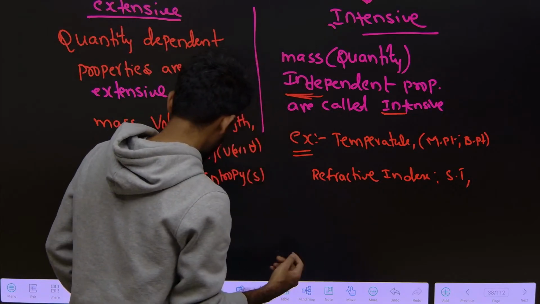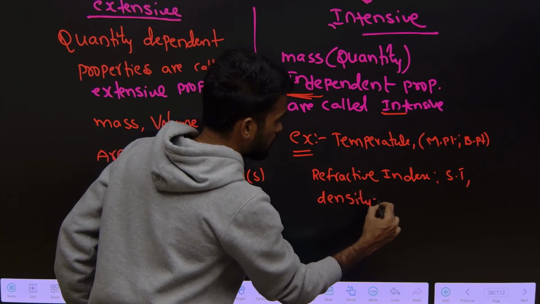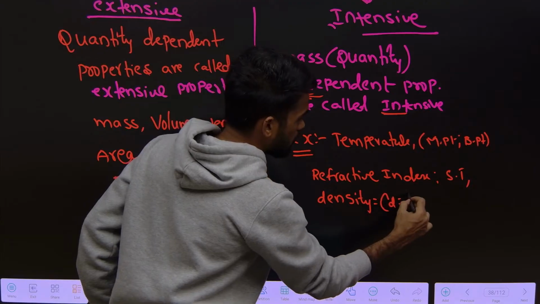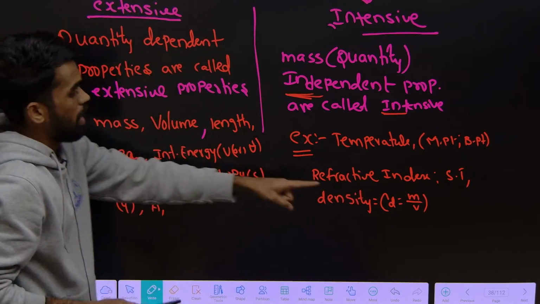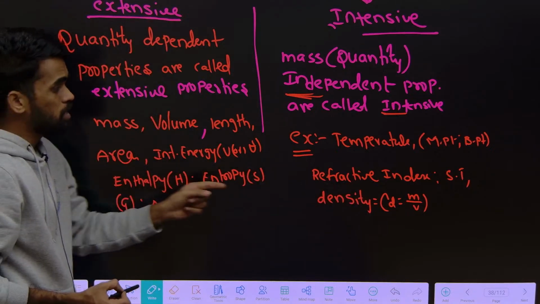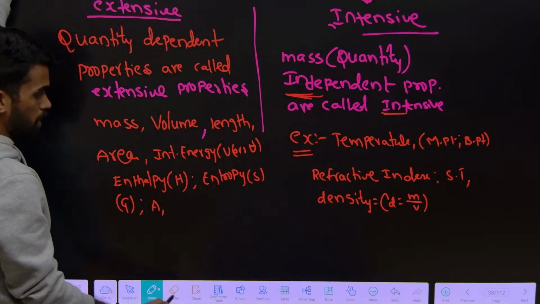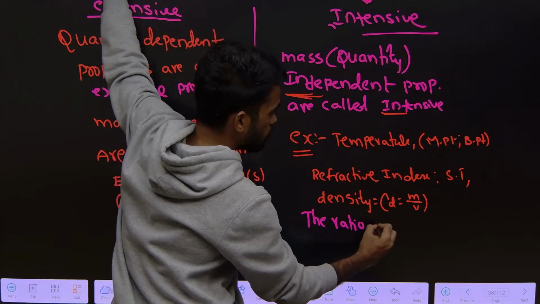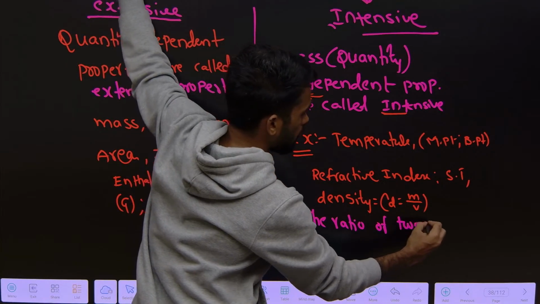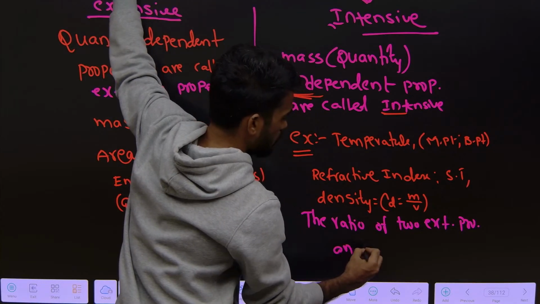And one more thing, guys, density is also an intensive property. If you observe the density formula, density will be mass by volume. Mass is an extensive property and volume is also an extensive property. So the ratio of two extensive properties is an intensive property. So here I am writing: the ratio of two extensive properties will be an intensive.